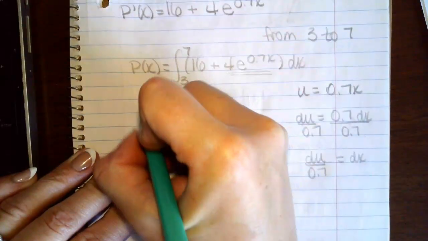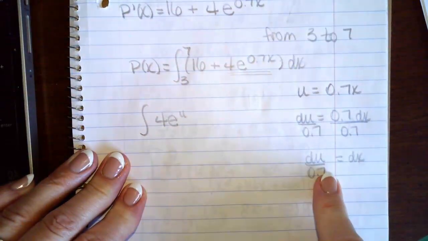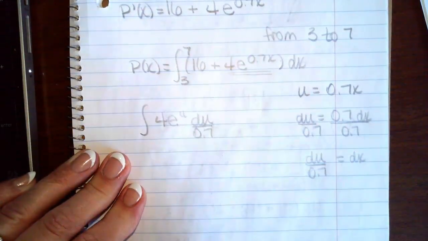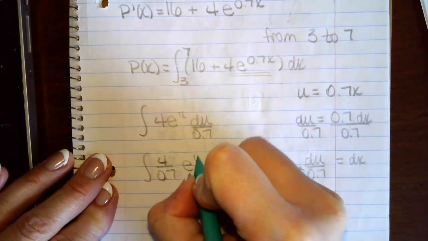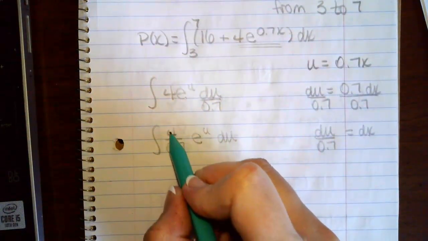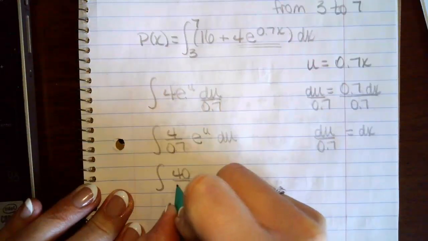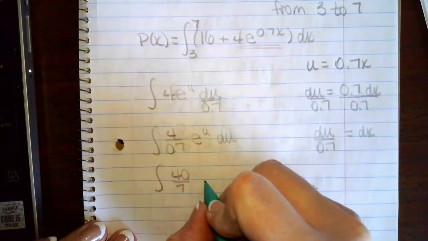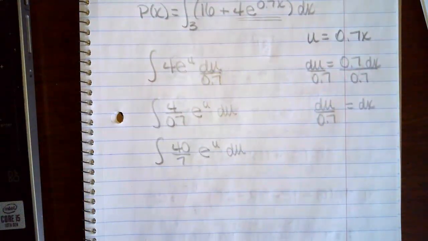So I have the integral of 4 e to the u, and then instead of dx, I've got du over 0.7, which gives me 4 over 0.7 e to the u du. And just to make life easier, I'm going to multiply the top and the bottom of this by 10. That way I don't have a decimal place in the denominator. So I've got 40 over 7, this times 10 and this times 10. E to the u du. And what's the integral of e to the u? It's e to the u.